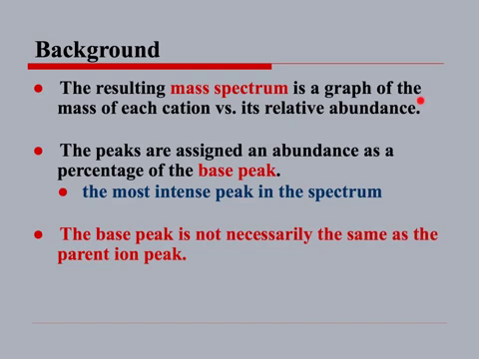The graph which you saw before, or will see later on, is the graph of each cation versus its relative abundance. Abundance means the quantity of that cation. The peaks are assigned as abundance as a percentage of the base peak, the most intense peak in the spectrum. So one peak you will see as the highest peak. That is called the base peak. All the spectrum is organized as a percentage of the base peak. The highest peak is considered as 100%, and the rest is calibrated according to that 100%. It's like the percentile we calculate when we take exams. The highest score is 100 percentile. These graphs are organized in that same way.